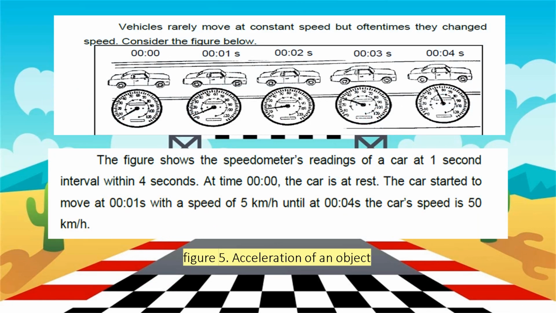Vehicles rarely move at a constant speed, but oftentimes they change speed. Consider the figure below. The figure shows the speedometer's reading of a car at 1-second intervals within 4 seconds. At time 0.0, the car is at rest. The car started to move at 0.01 second with a speed of 5 kilometers per hour until at 0.04 seconds, the car's speed is 50 kilometers per hour.